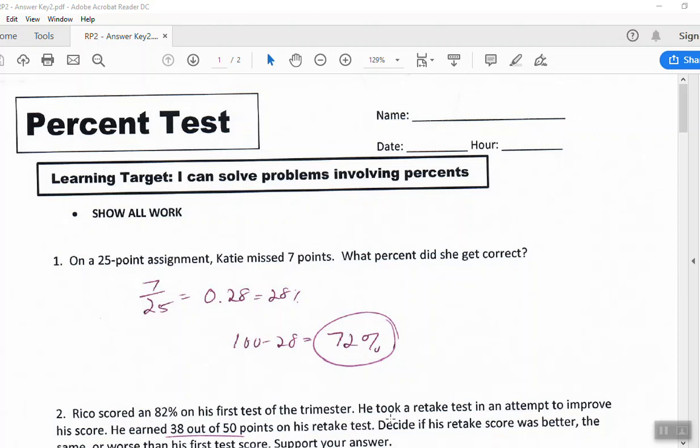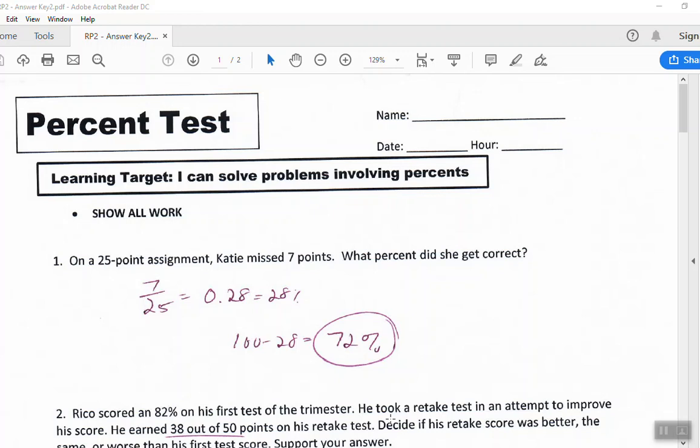All right, so this is your video answer key for your percent test. There were 10 problems, so you want to listen well and pay attention to your mistakes. Keep in mind that the ways that I show are not the only way to arrive at the answer, but the focus of this test was, can you show your process and arrive at the answer?